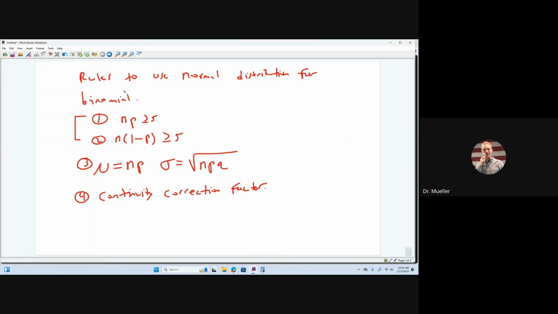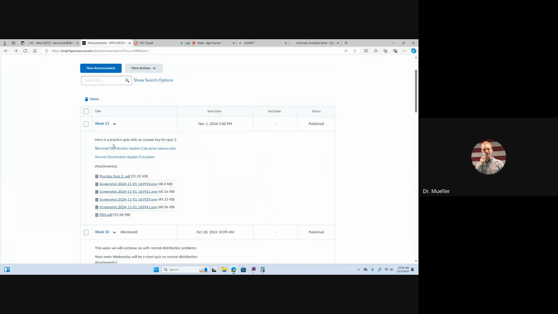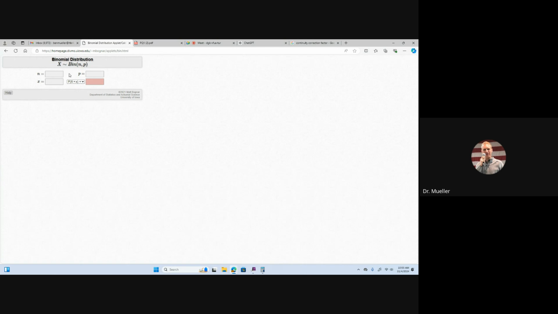So what we're doing here is we're using a normal distribution to approximate a binomial. We've done the binomial distribution already, and if you look here, that was using this calculator right here where we have an n and p. And binomial distributions are discrete, so we're dealing with whole numbers for x's, right?